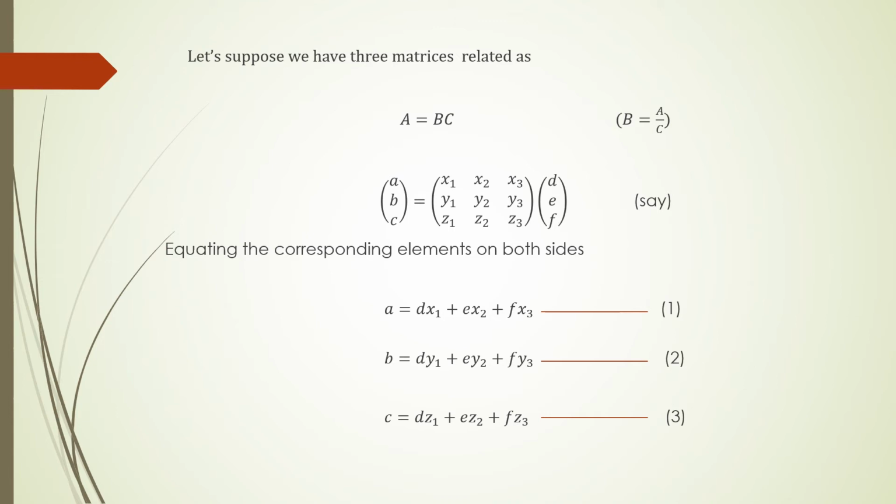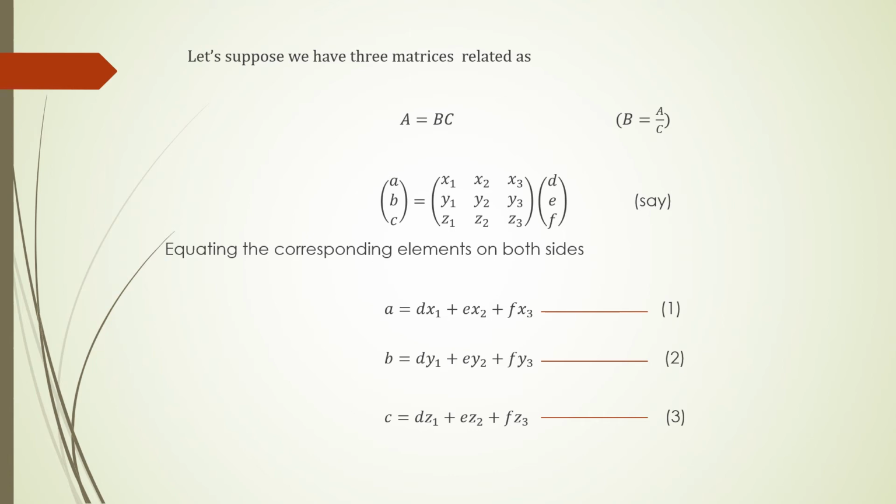Now, after multiplying the two matrices on the right hand side and then comparing the corresponding elements, we get these three equations 1, 2, and 3. Now, here we have 9 unknowns x1, x2, x3, y1, y2, y3, and z1, z2, z3. And we have just three equations to solve these 9 unknowns.